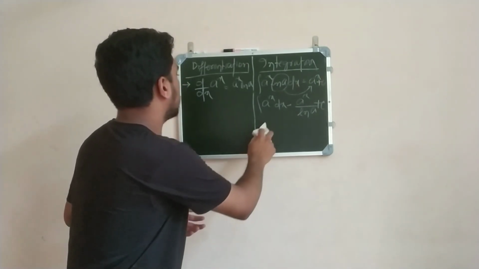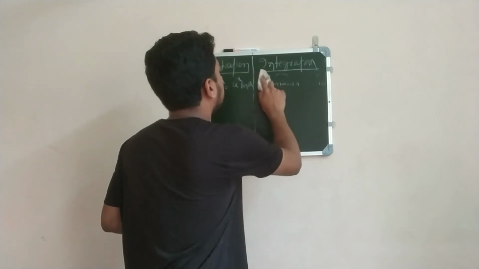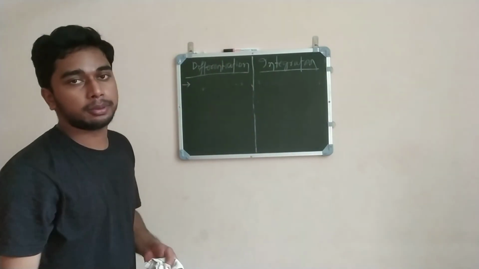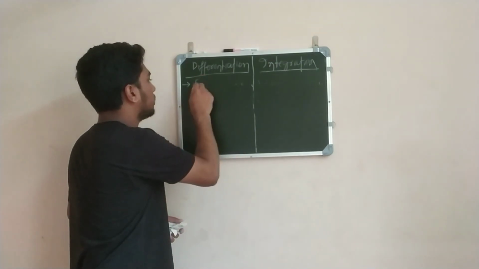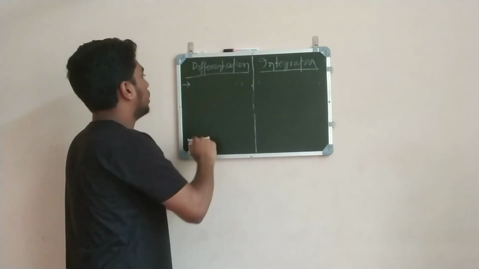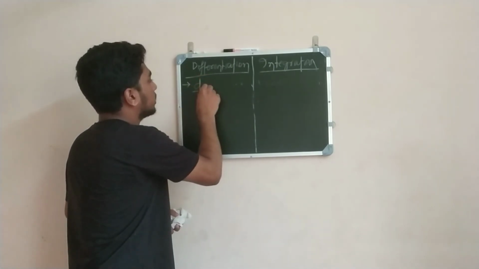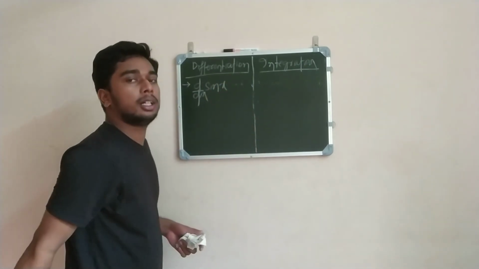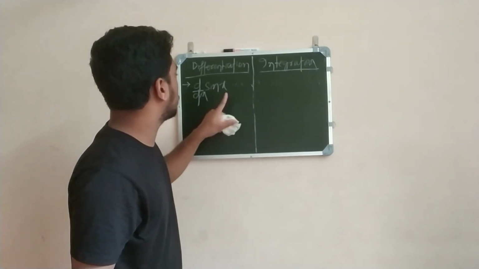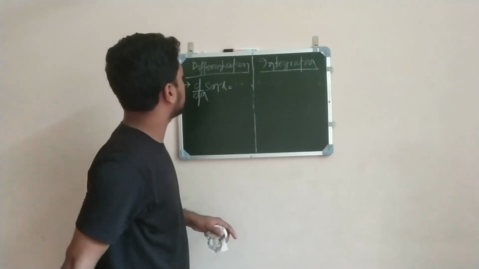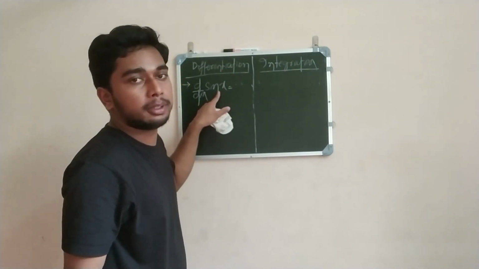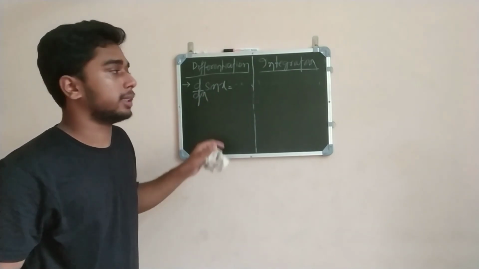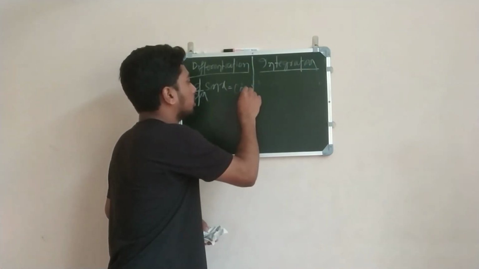So the next formulas are trigonometric functions. The first trigonometric function is sine. I already discussed this formula, that the derivative of sin x is cos x. So I will just write cos x here.